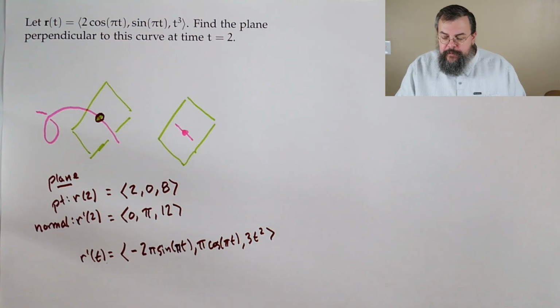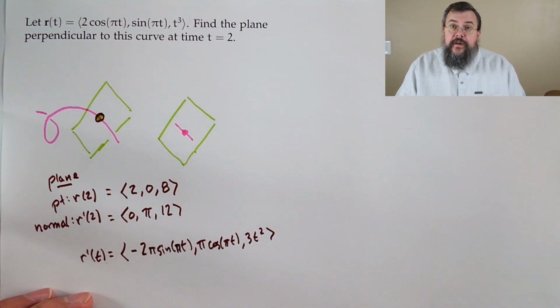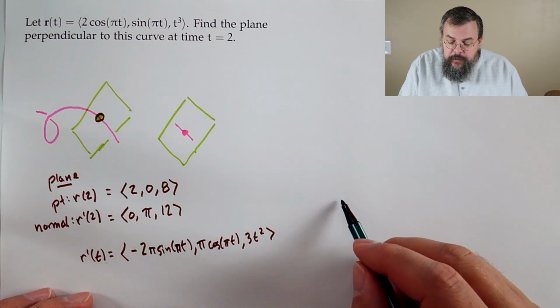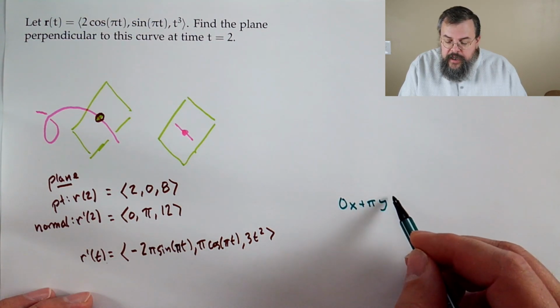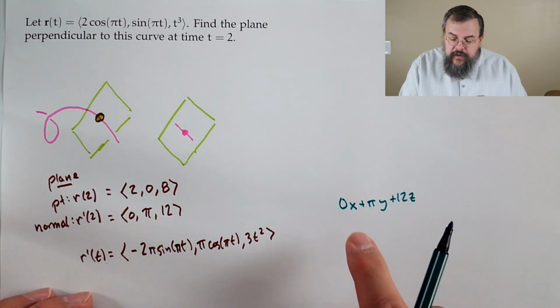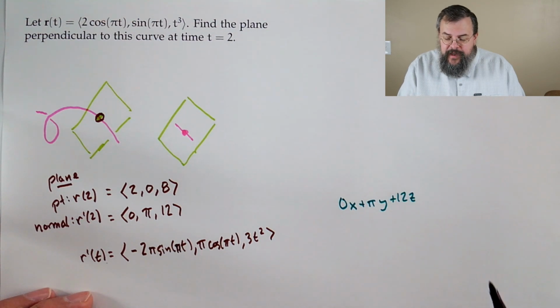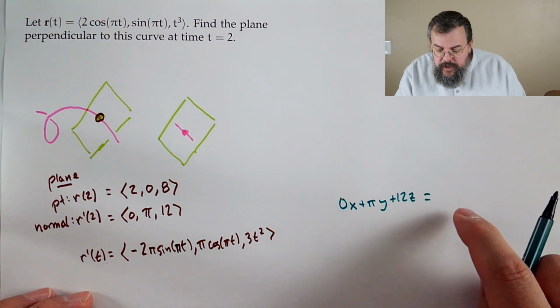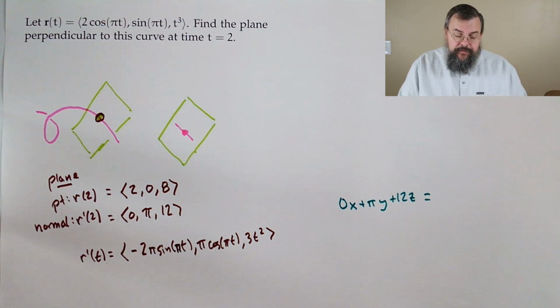So we get that our plane is the following. These are our coefficients, 0, pi, 12. The fact that there's a 0 says our plane looks like, well, we'll go ahead and write it this way, 0x plus pi y plus 12z. Because there is an x term, it's just 0. We'll rewrite it in just a second. Equals something. Well, what's the something? That's where our point comes in.